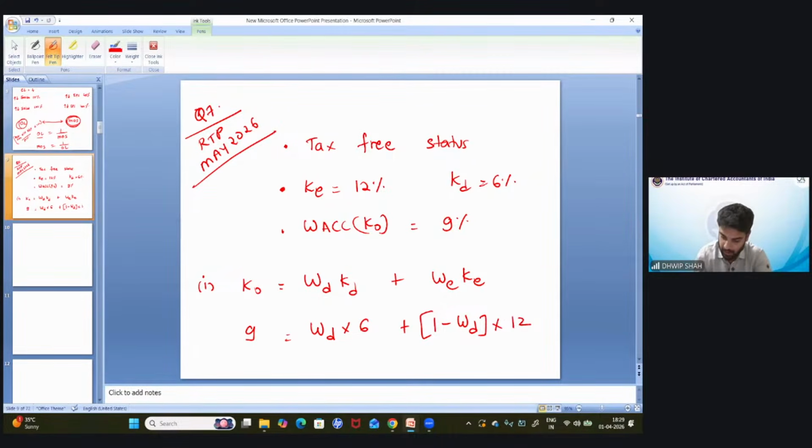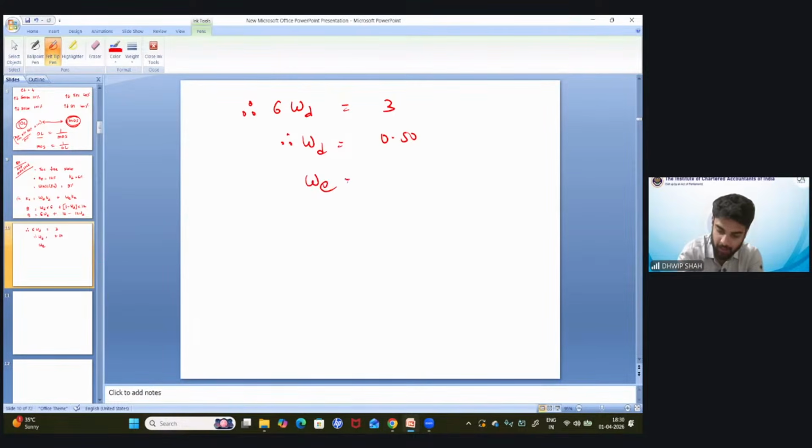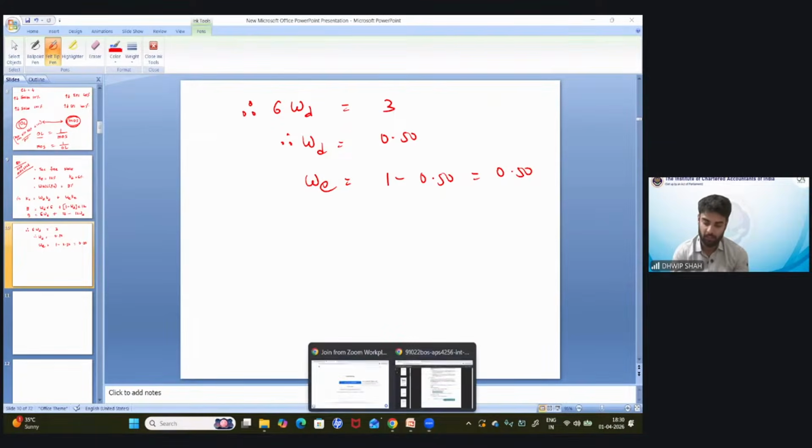Ke is 12. So 9 is equal to 6 WD plus 12 minus 12 WD. ठीक है? So 6 minus 12, 6 WD is equal to 3. Sorry. So 6 WD is equal to 3. Therefore, WD, weight of debt would be 0.5. Therefore, weight of equity 1 minus 0.5. Can I say 0.5, 0.5? Total weight 1 आ गया. Clear? So this is the optimum composition of debt and equity.